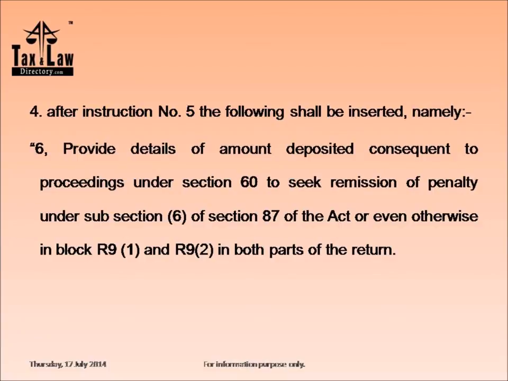After instruction number 5, the following shall be inserted, namely, six. Provide details of amount deposit consequent to proceeding under Section 60 to seek remission of penalty under subsection 6 of Section 87 of the Act, or even otherwise in block R9(1) and block R9(2) in both parts of the return.